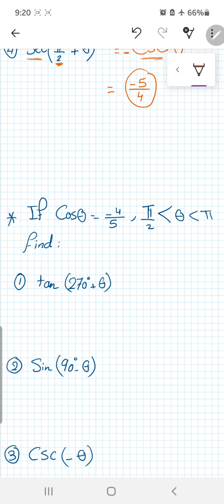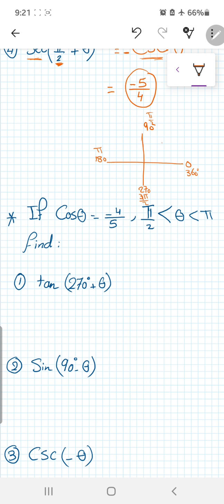Okay, another example. Here we have cosine theta equal -4/5, and theta between pi/2 and pi. What does that mean? It means in the second quadrant. If we draw the coordinates here: 0, 90 which is pi/2, and here 180 which is pi, 270 which is 3pi/2, and 360 which is 2pi.